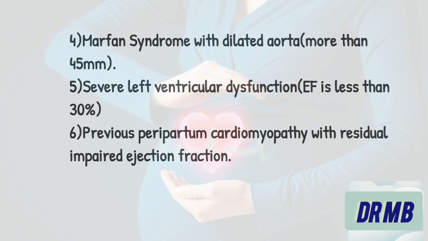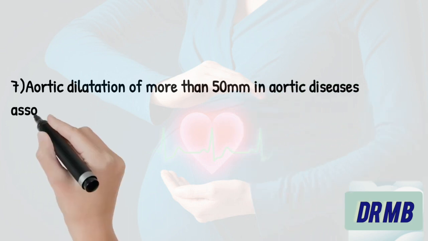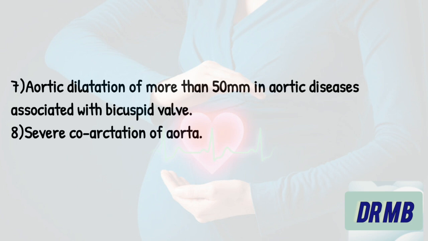6. Previous peripartum cardiomyopathy with impaired ejection fraction. 7. Aortic dilatation of more than 50 mm in aortic disease associated with bicuspid valve. 8. Severe coarctation of aorta.